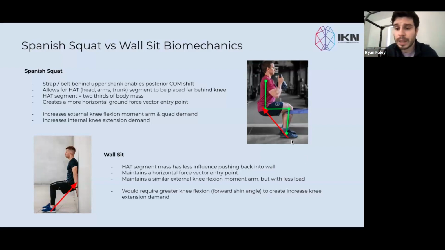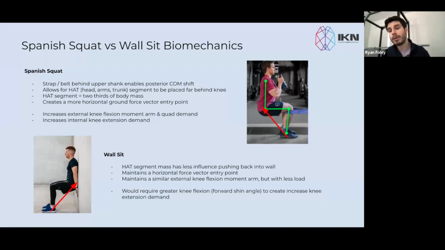And that's why we have not a vertical direction or a vertical entry point of the ground reaction force vector, but it's entering the system in more of a horizontal manner. So it's entering further behind the knee joint. And when it enters in this direction here, this increases the moment arm, which is perpendicular to the ground reaction force vector. It increases the external knee flexion moment arm, which is going to increase the internal knee extension moment. So it's going to increase the knee extensor demand. Compare that to an air squat, for example, in open space, where you're just doing a normal squat.